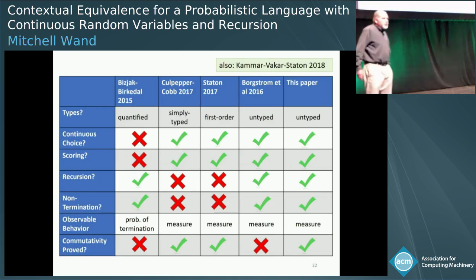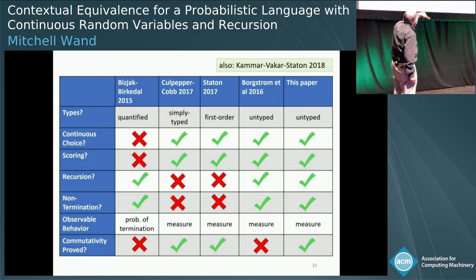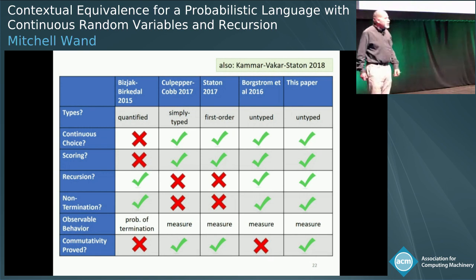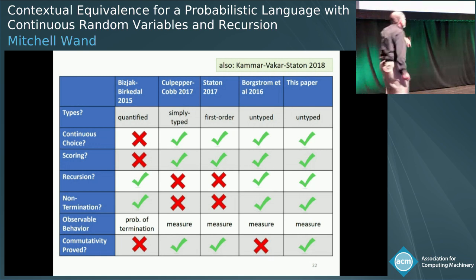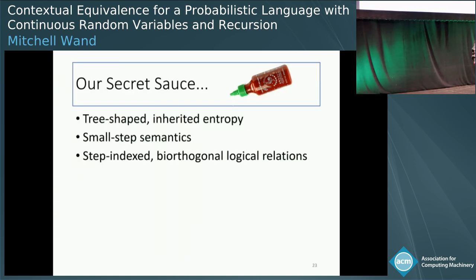So variants of this language have been studied by a bunch of people with different design decisions for different reasons. Do they have continuous choice? Do they have scoring? Do they have recursion? Do they have non-termination? And the only language that actually has all four of those prior to ours is the one by Bergstrom and company in 2016. Unfortunately, they were not able to show commutativity. But our column is all green. Ta-da. We'll give ourselves the gold star.